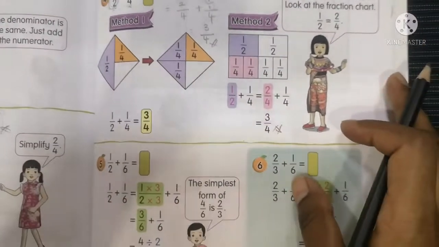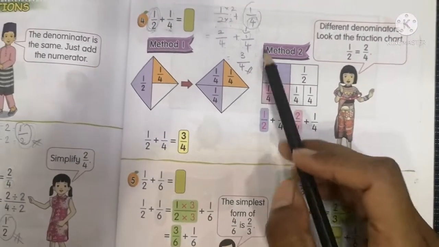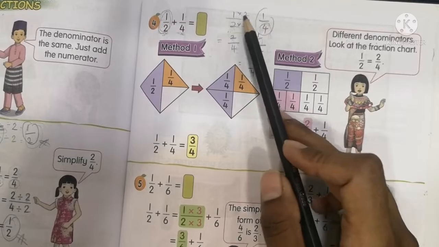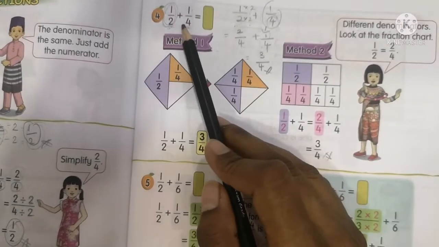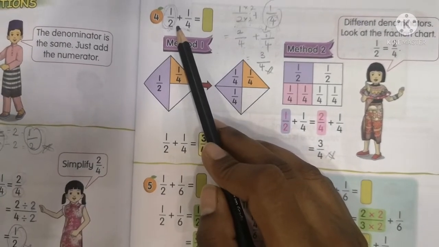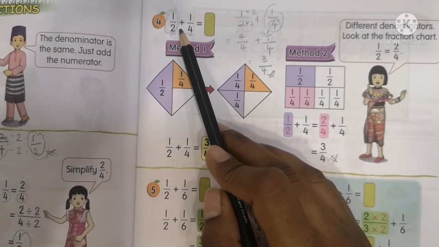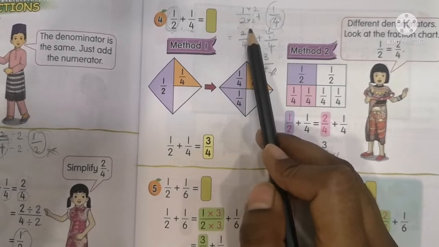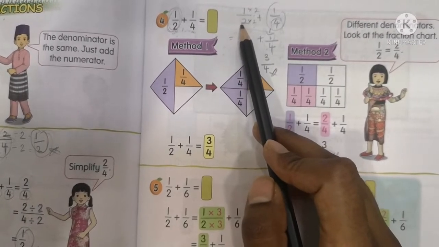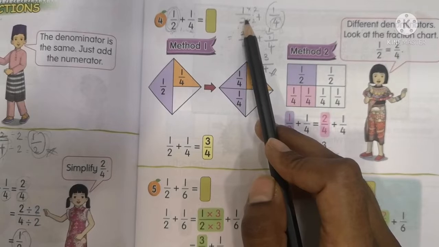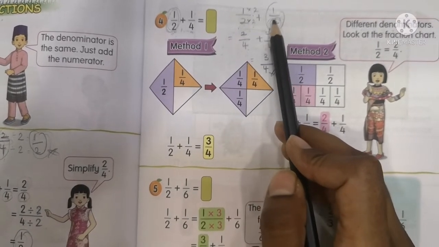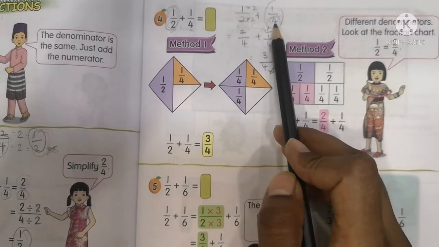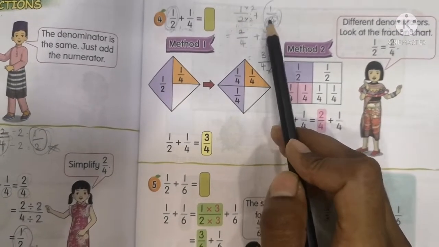Okay, I'll explain again. Okay, tengok dekat sini, 1/4 dengan 1/2, right? So we have to make, if the denominator are not same, you have to make the denominator same. Then only we can add. Okay, how to make the denominator same? Take the smallest number, then you find out in times table of the smallest number, you find out 4. So what times 2 will get 4? So 2 times 2 will get 4, right?